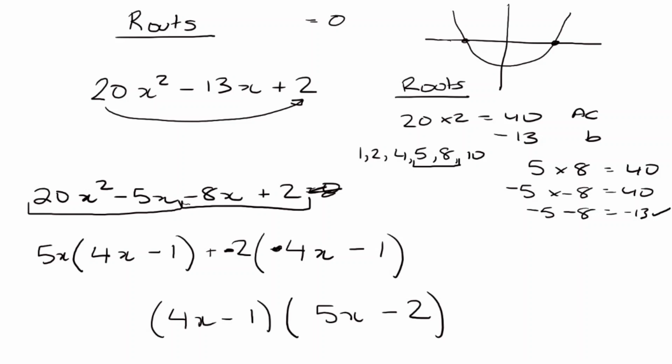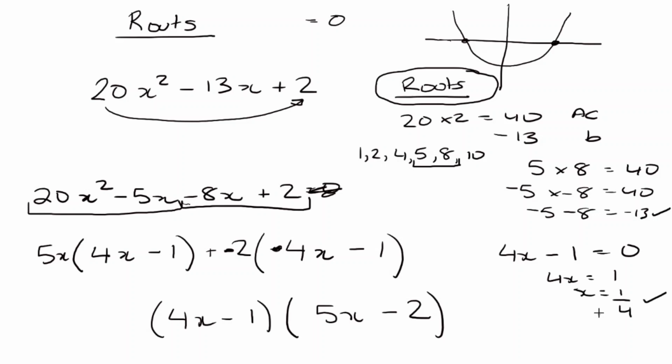Right, so what do we do now? These are our terms that we've factorized. Now we want to find the roots. In order to do that, we have to equate each of these terms to 0. So let's say 4x minus 1 is equal to 0, which means 4x is equal to 1, so x is equal to a quarter. That is our first root. And our second root is where 5x minus 2 is equal to 0, so x is equal to 2 over 5. That is our second root.